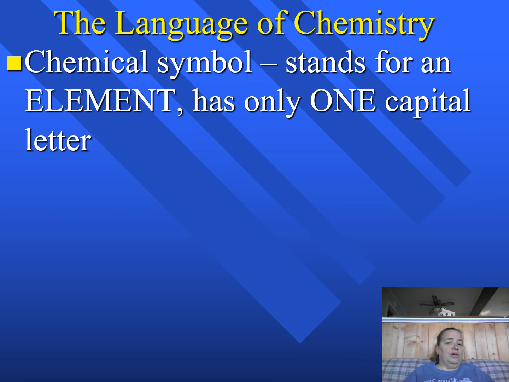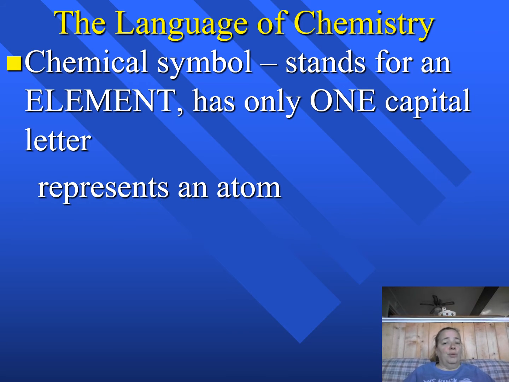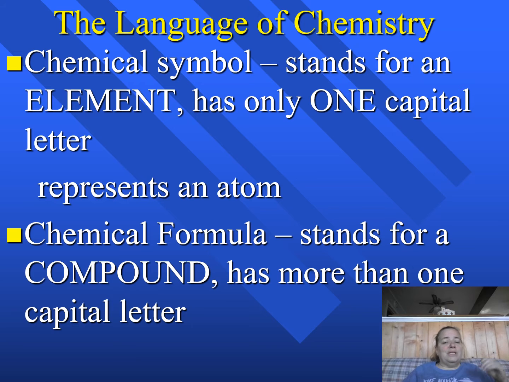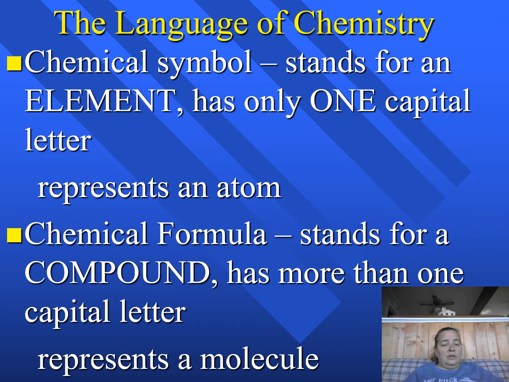If it's something for a compound like H2O for water or NaCl for salt, those are compounds. So we call those chemical formulas because they represent more than one atom. So a chemical symbol represents one single atom or one single element. A chemical formula represents a compound, so the compound would have more than one element in it, more than one atom in it, in other words, a molecule.